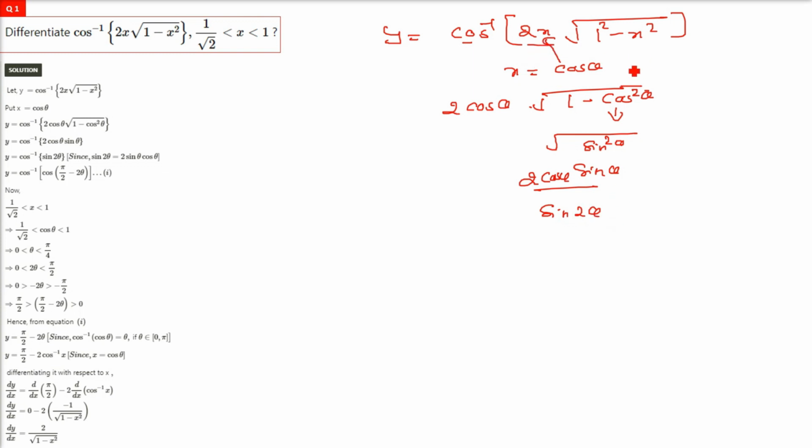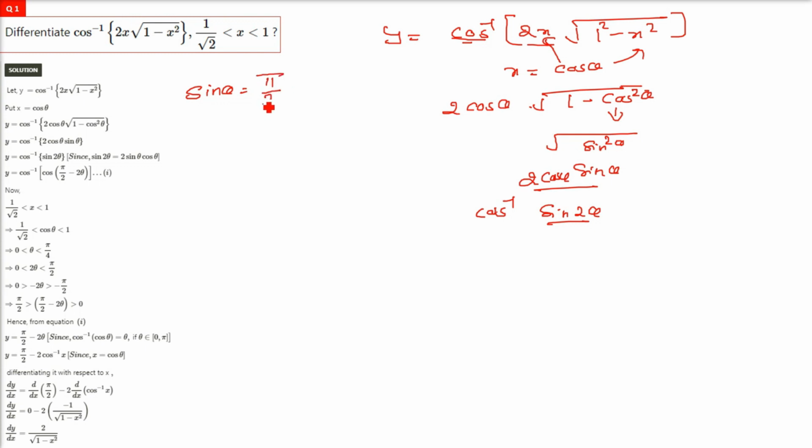So if you solve this, substituting x as cos theta, you will get sin 2 theta inside, and outside it is already cos inverse. But right now you cannot cancel this cos inverse with sine. You need to have a cos inside, then only you will cancel it.